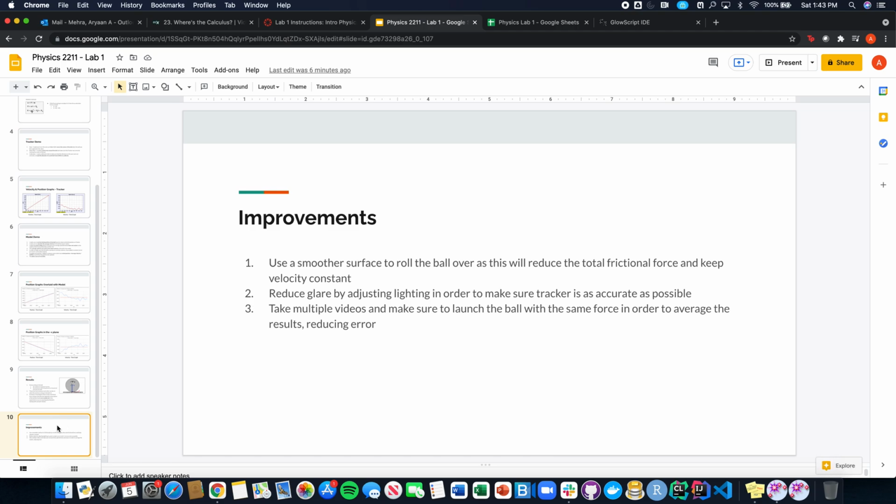Lastly, some improvements to consider. We could use a smoother surface to roll the ball over, as that would reduce friction. We could also reduce the glare, which is affecting some of the results on Tracker, by making sure we adjust the lighting conditions appropriately. And one last one would be to take multiple videos and launch the ball with the same force and then average out the results to reduce the total systematic error in the system.